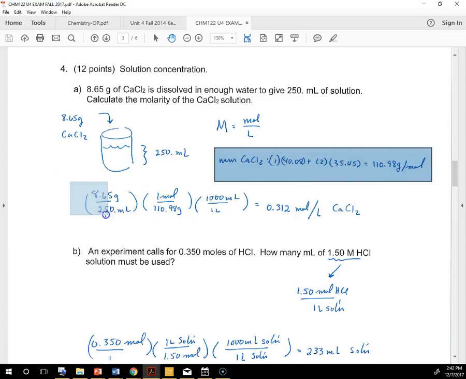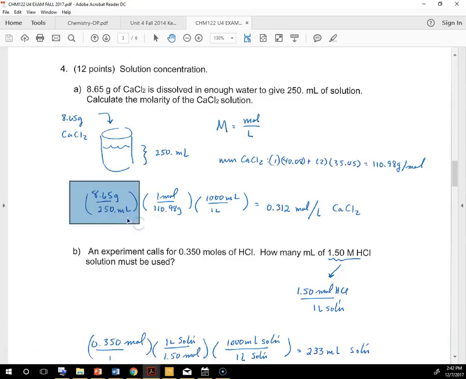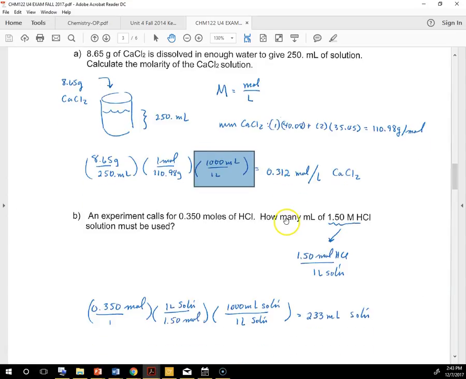The way I would work this is to start with the mass of the solute, 8.65 grams, over the solution volume, 25.0 milliliters. And our goal is to get it to moles per liter from grams per milliliter. So then my second term is the flipped version of the molar mass. So now grams will cancel, I'll be left with moles in the numerator. And then I have to fix the denominator from milliliters, and I can do that with this third term, 1,000 milliliters over 1 liter. And then the units that haven't canceled are moles over liters. Rounded to 3 significant figures, I get 0.312 moles per liter calcium chloride.